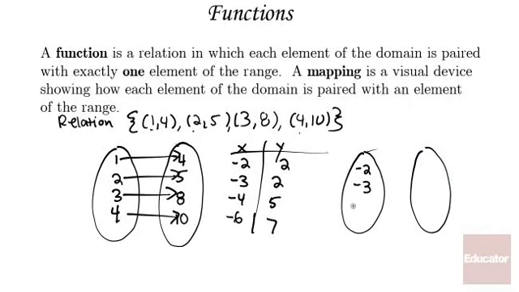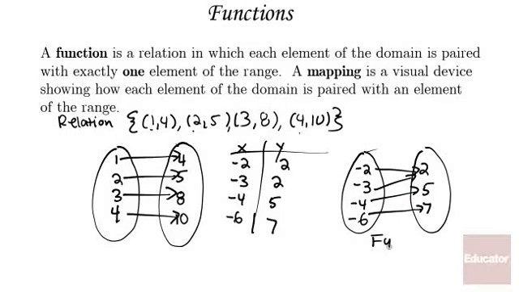-2, -3, -4, and -6. These are my elements of the domain. For the range, I don't have to write 2 twice. I'm just going to write it once. 5 and 7. Okay, -2 corresponds to 2. -3 also corresponds to 2. -4 corresponds to 5. And -6 corresponds to 7.